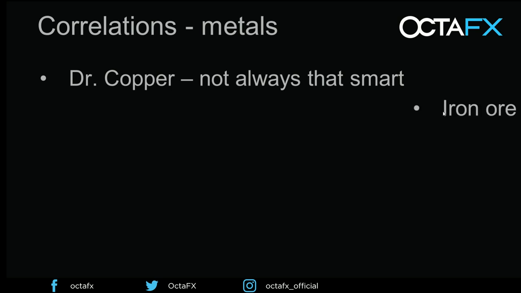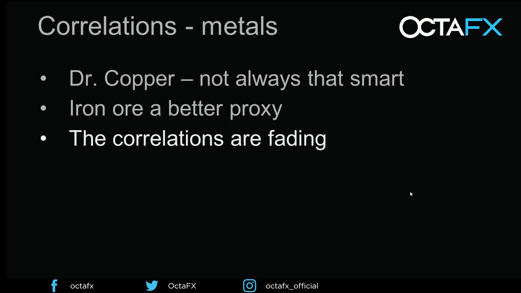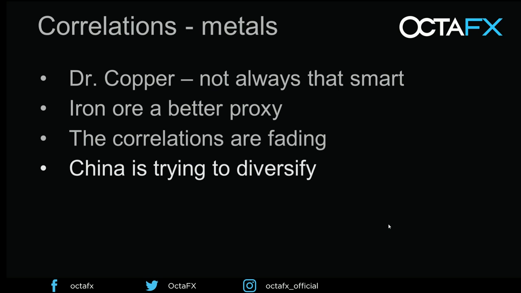But for Australia, iron ore, the price of iron, is a better proxy. So we have a better correlation with the price of iron than with the price of copper. Correlations are a bit fading, more about copper, less about iron, but we have changes. In general, China is trying to diversify away from manufacturing, from investment, from building too many homes, too many factories, to more consumption, more services.